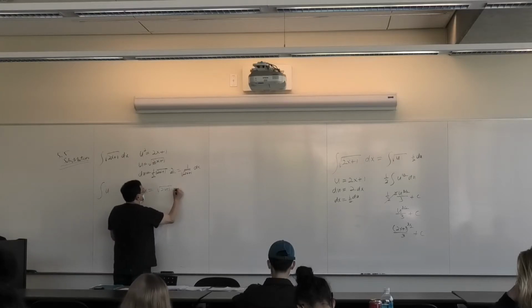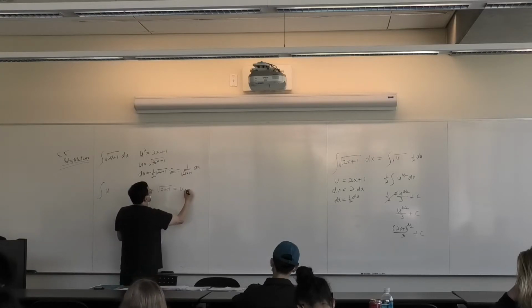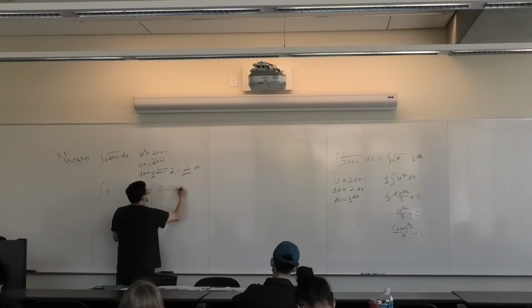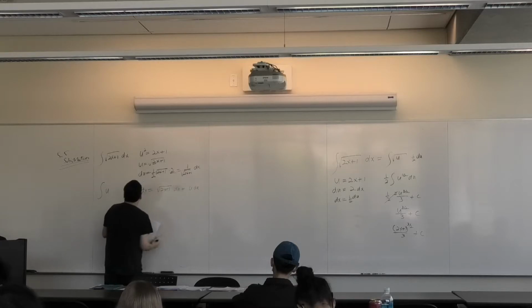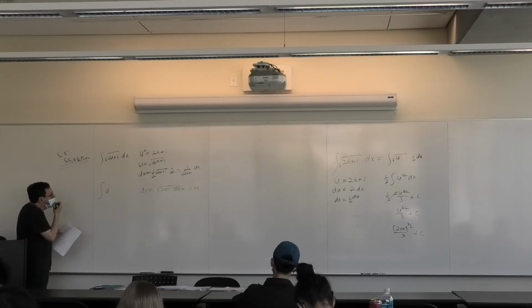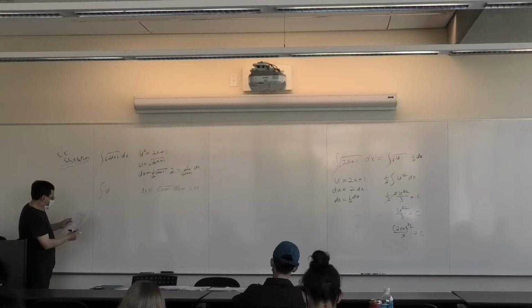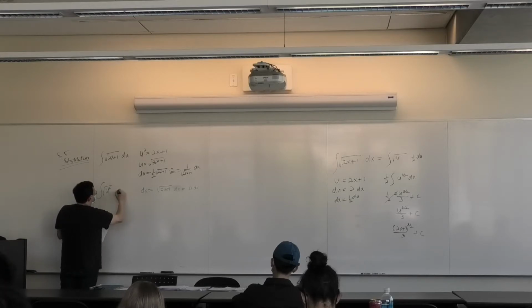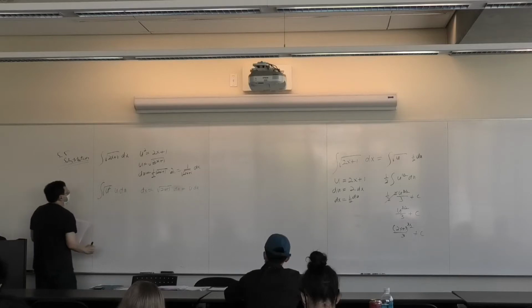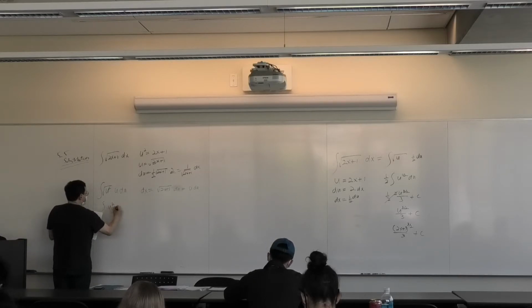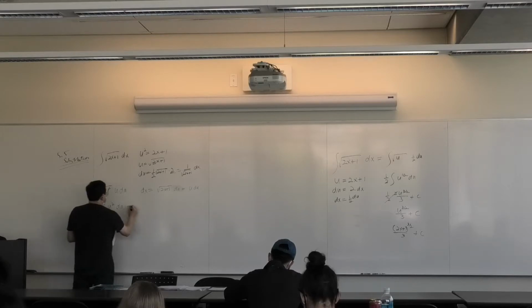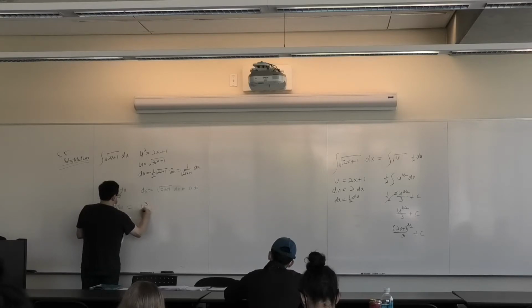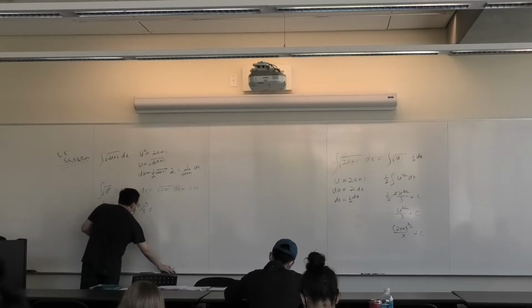Well, this is just u. So what do I end up with here? I'm just going to write it all out. So 2x plus 1 becomes u squared. dx becomes u du. This just becomes the integral of u squared du, which of course becomes u cubed over 3 plus C.